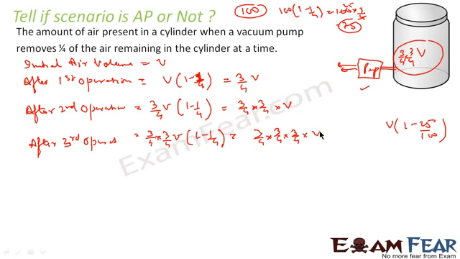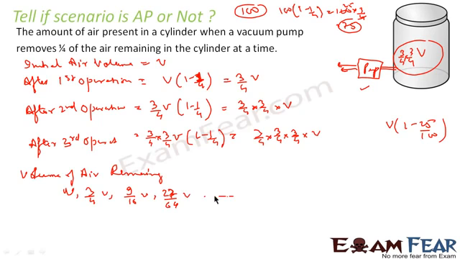So if you see the series now, the volume of air remaining, if you try to make a series, this is nothing but V, 3/4 V, 9 by 16 V, and 27 by 64 V. Let's find the difference. This is the series now. It's an infinite series. You keep on taking out the volume.